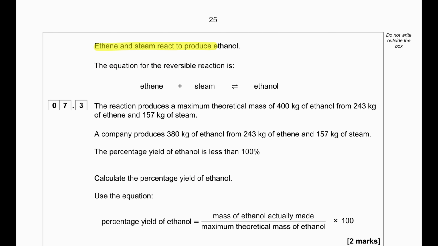Ethene and steam react to produce ethanol. The equation for the reversible reaction is ethene plus steam producing ethanol. The reaction produces a maximum theoretical mass of 400 kg of ethanol from 243 kg of ethene and 150 kilograms of steam. A company produces 380 kilograms of ethanol from 243 kg of ethene and 157 kilograms of steam. They are supposed to produce 400 kilograms, but instead they could only produce 380 kilograms. The percentage yield of ethanol is less than 100.